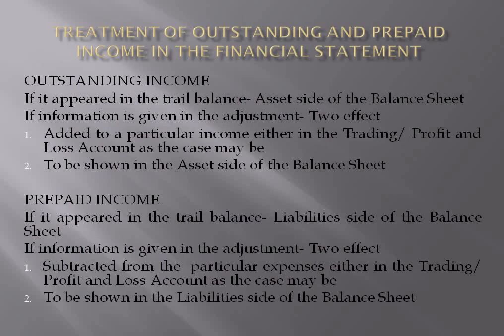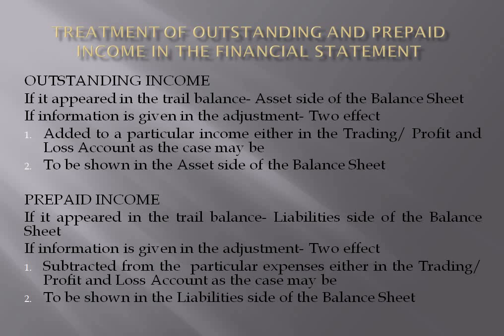Next, we'll have the treatment of outstanding and prepaid income in the financial statement. So regarding outstanding income, if it appears in a trial balance, it'll be shown in the asset side of the balance sheet. Then if it's given in the adjustment, we'll have two effects. It has to be added to the particular income either in the trading or profit and loss account, then it has to be shown in the asset side of the balance sheet.